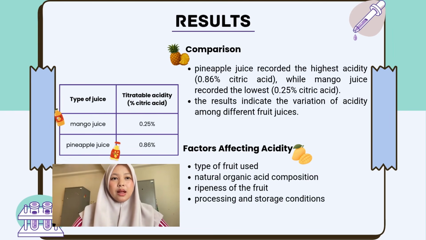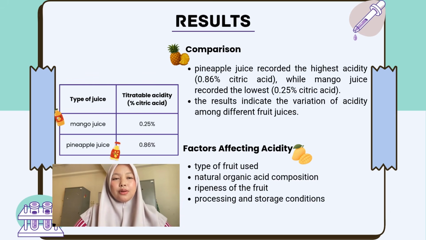Next, I will explain the results of our experiment. Based on the table, pineapple juice recorded the highest titratable acidity, which is 0.86% citric acid, while mango juice recorded the lowest acidity at 0.25% citric acid. This result indicates variation of acidity among different fruit juices. Pineapple naturally contains a higher concentration of acids than mango, so it requires more sodium hydroxide during the titration process.